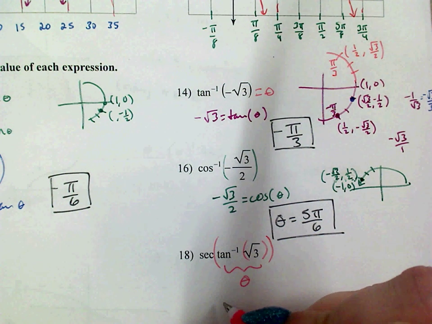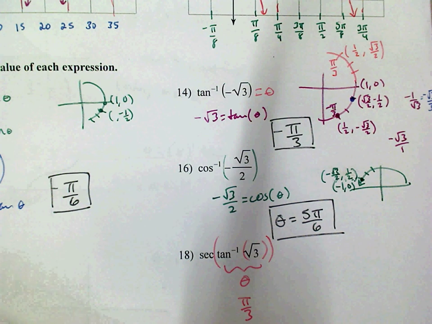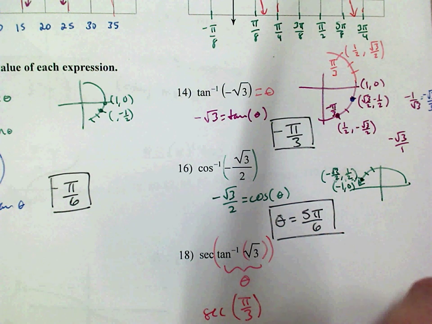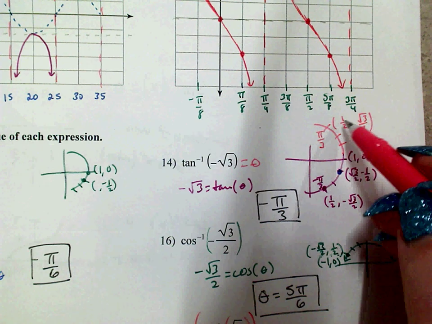Well, then you're supposed to find the secant of that. Okay? So once you find at what angle tangent is square root of 3, then you can find the secant of that angle. And so if I go up here, secant's the reciprocal of cosine, so cosine is 1/2, then this is 2.